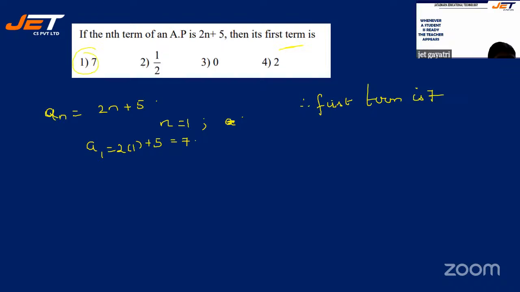Alright, students. So 2n plus 5. We are just taking n as 1. What happens? You get a1 is equal to 2 into 1 plus 5, which is 7, which is nothing but the first term. Alright. Hope you all are getting the answers. Put your answers in the chat box.